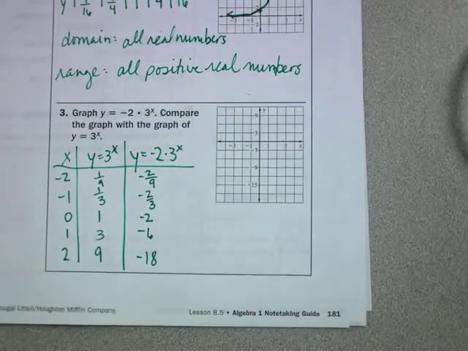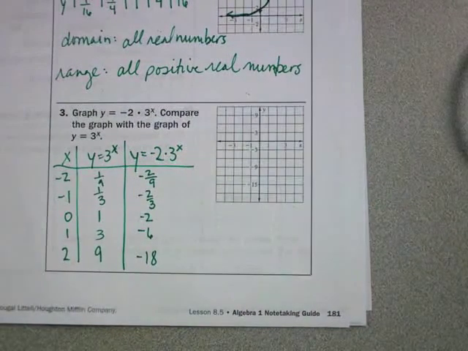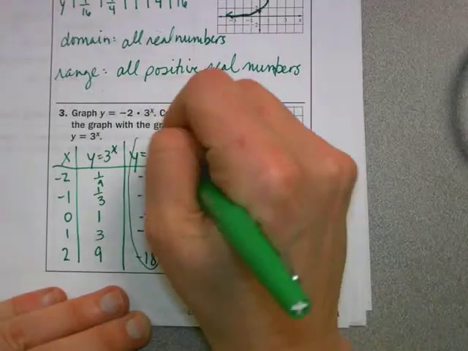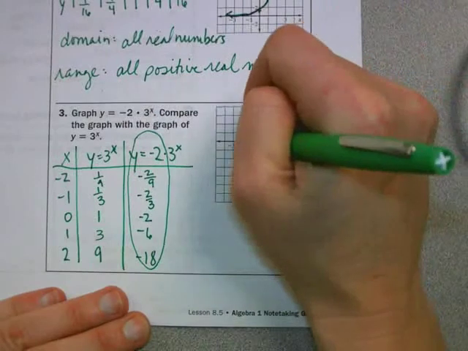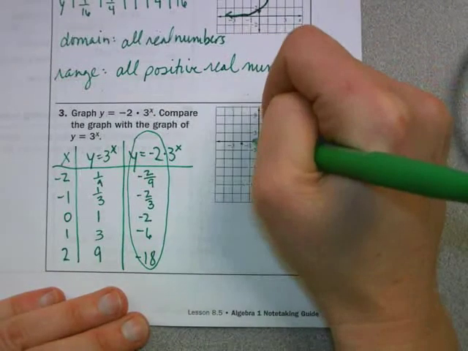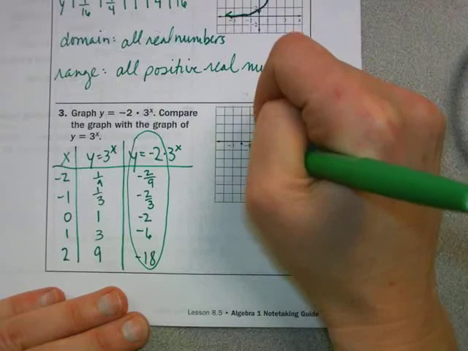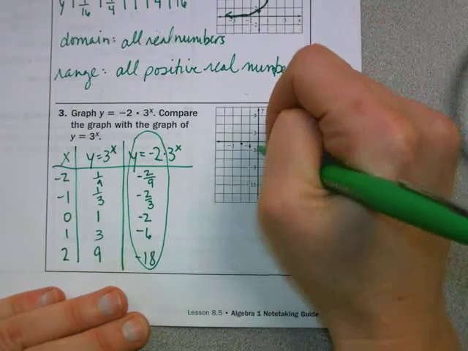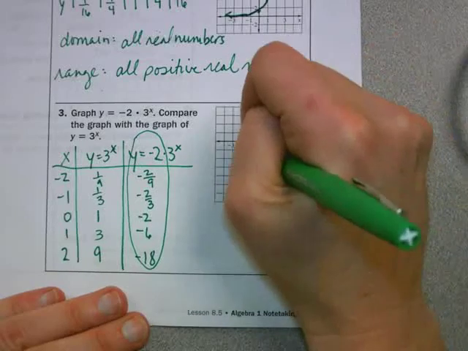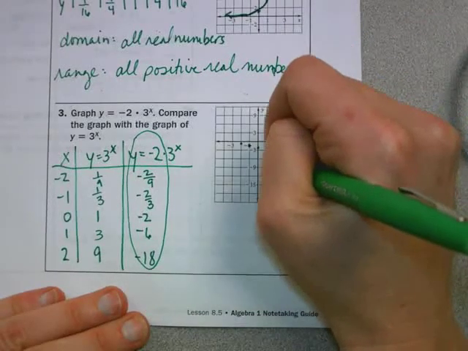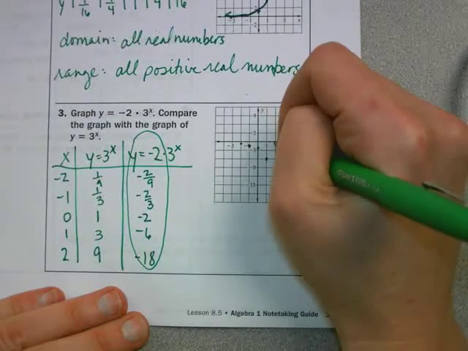Whoa, what is that going to do? So I'm going to graph this guy. I'll just graph him in green. And you're going to see what's going to start happening here. So -2, -2/9, -1, -2/3, 0, -2, 1, -6, and 2, -18.